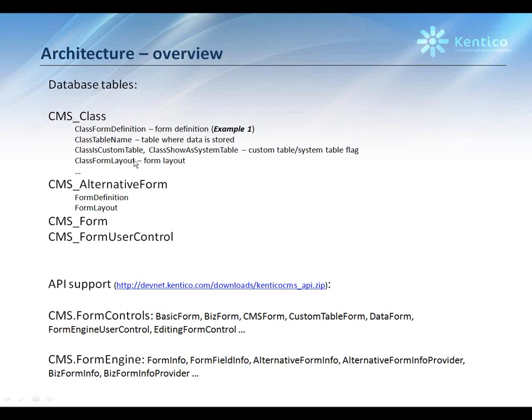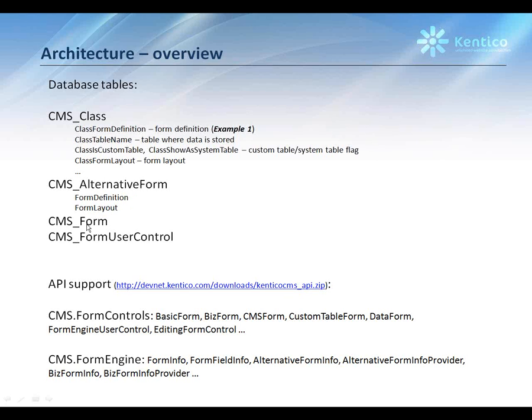Also, the class form layout column holds custom layout of the class. We can also define custom layout with the usage of alternative forms. The alternative form table holds information again about the definition and about the layout. The difference between the class form definition and the form definition of the alternative form is that the alternative form definition keeps just the difference between the default form definition and our changes. Form layout of the alternative form again holds some kind of a layout for the form.